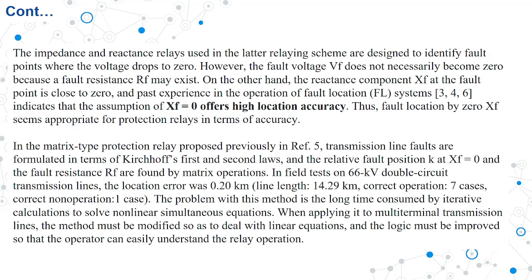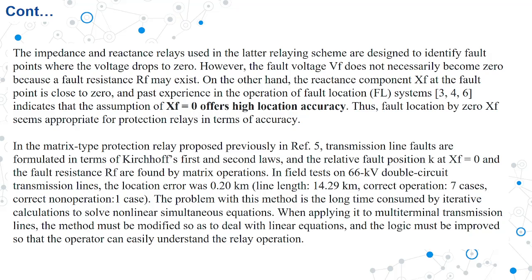So the relative fault position, the K denotes where the fault is located. The fault reactance XF equals 0, and the fault resistance are found in the matrix operation. In the field test, they have gone toward the field test on a 66 kV double circuit transmission line. The location error was 0.2 kilometers, but the line length is 14 kilometers. They have conducted 18 cases.